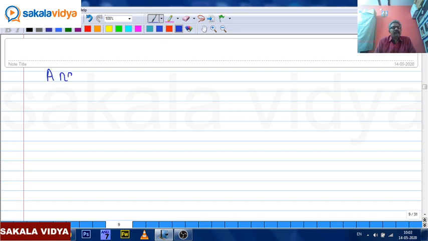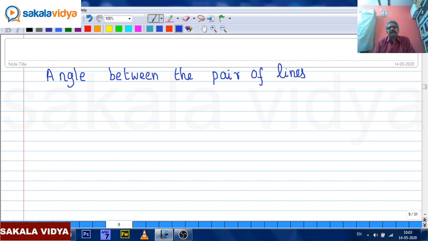Angle between the pair of lines. How to find out the angle between the pair of lines? Pair of lines ax square plus 2hxy plus by square is equal to 0. Okay. How to find out the angle between the pair of lines?